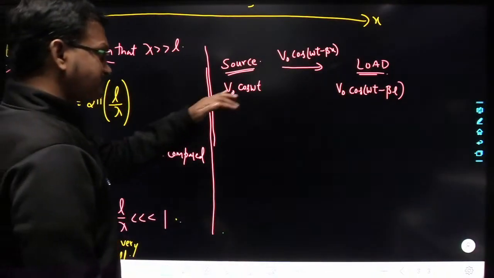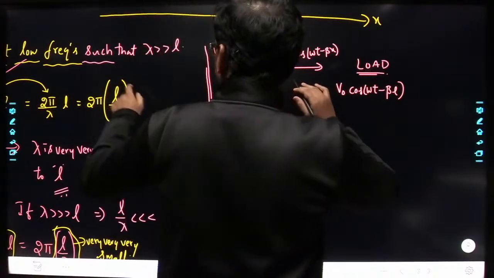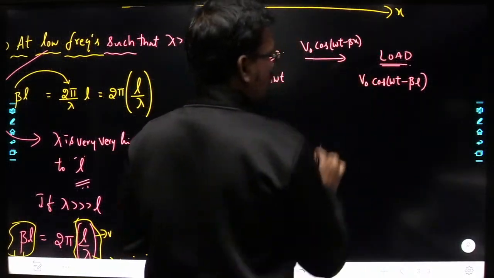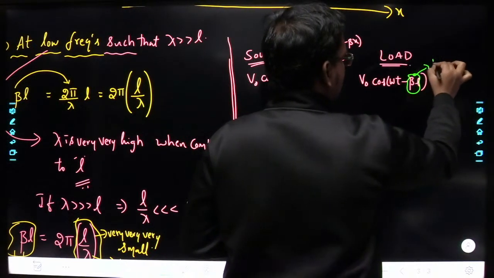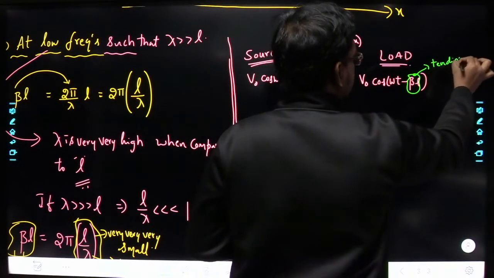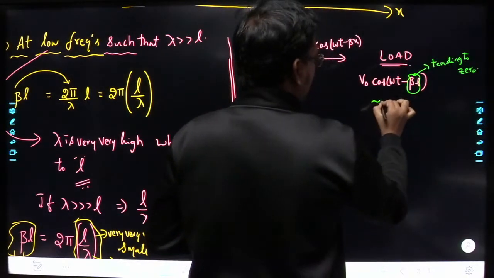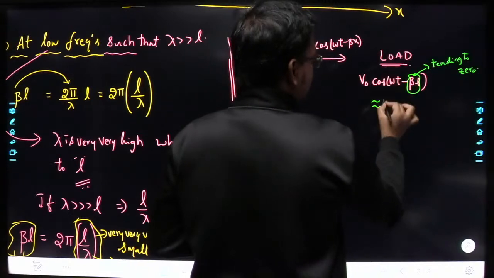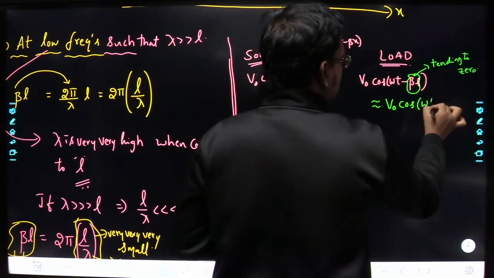See here. At low frequencies, we are dealing with low frequencies, so beta L is tending to 0. Understood? That means I can write the voltage at load approximately equal to V naught cos omega t.